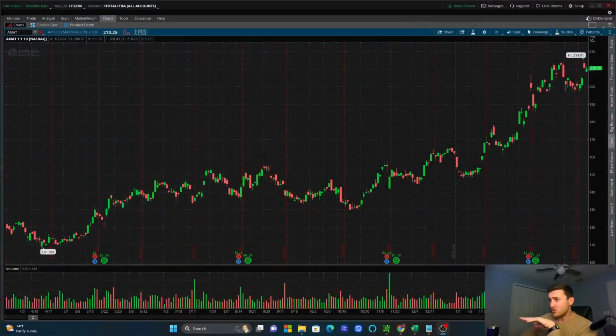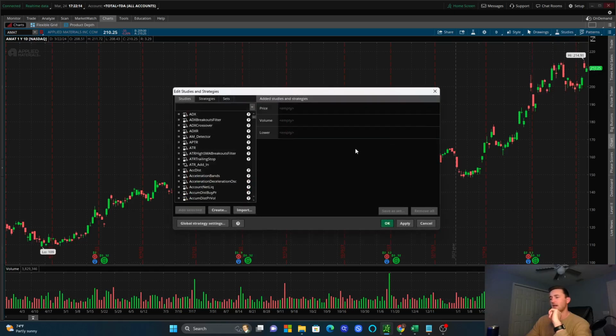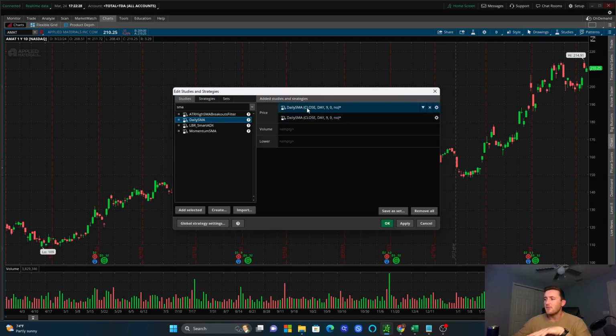So in this chart over here, I have AMAT as my first example. What I want to do is go over to studies, and I'm going to go to edit study. So when I edit a study, I'm going to add 2 simple things, which is the SMA, stands for simple moving average. I'm going to add 2 of them. So I'm going to double click it twice. Let's see here, there we go. And as you can see, we have some information here.